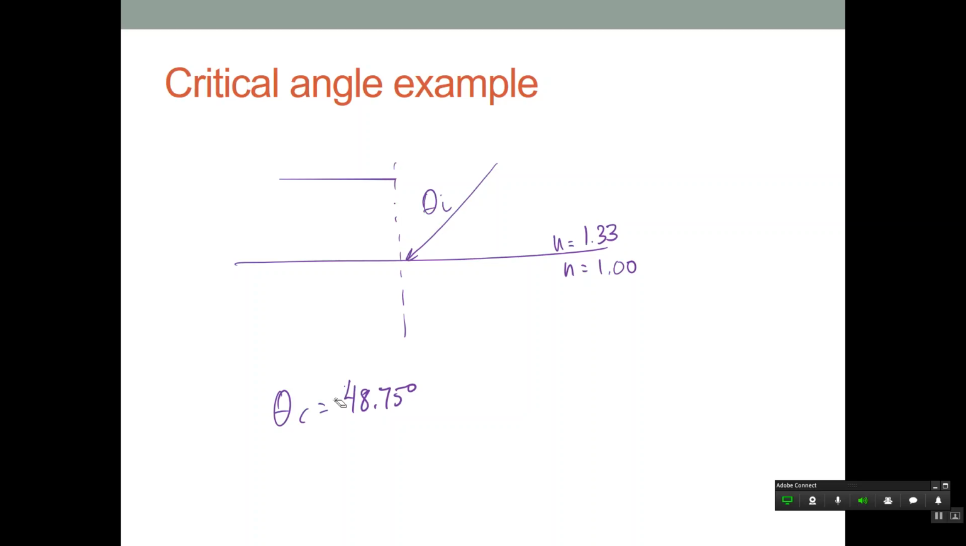If it has a higher index of refraction, then does that mean the critical angle is small or big? So remember the equation for the critical angle: the critical angle is equal to inverse sine of n2 over n1. So if n1 is really big, then my critical angle is going to be small.